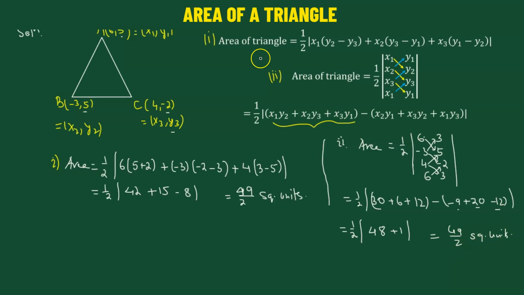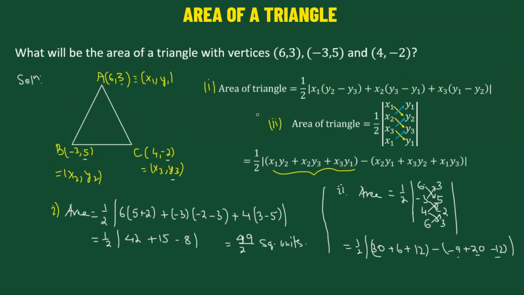So we can use either method 1 or method 2 to find the area of the triangle whose vertices are (6, 3), (-3, 5), and (4, -2). And its area is going to be 49 over 2 square units.